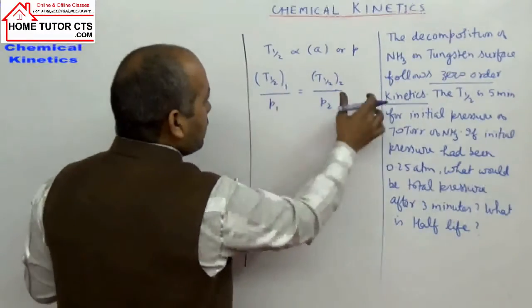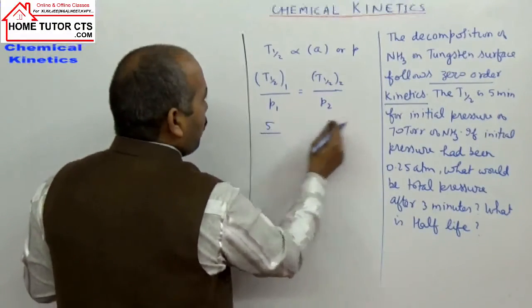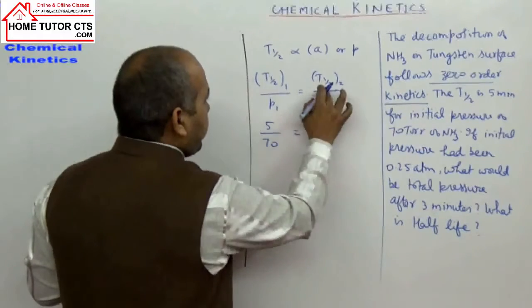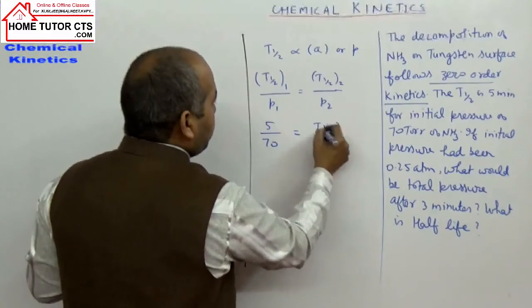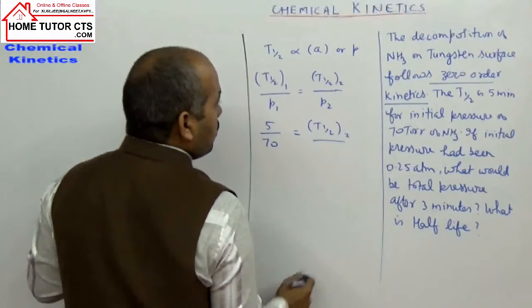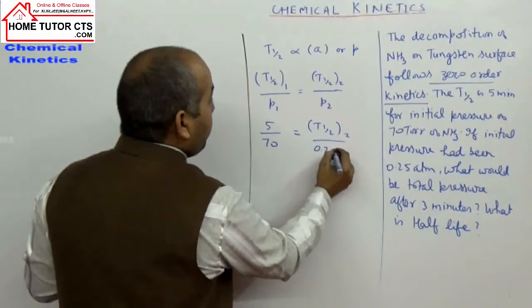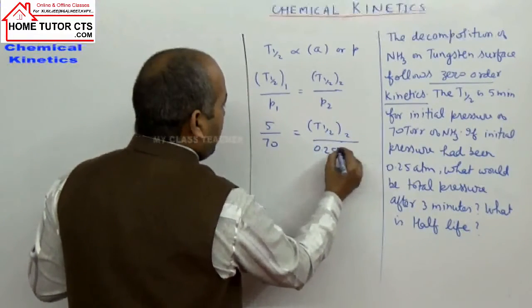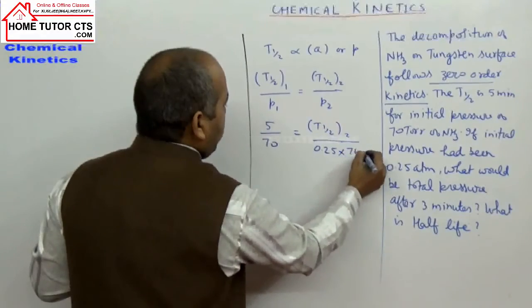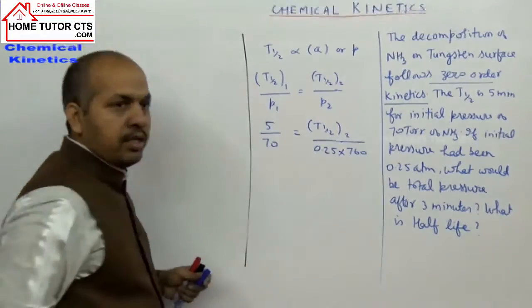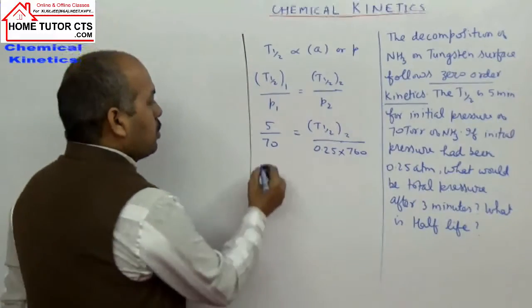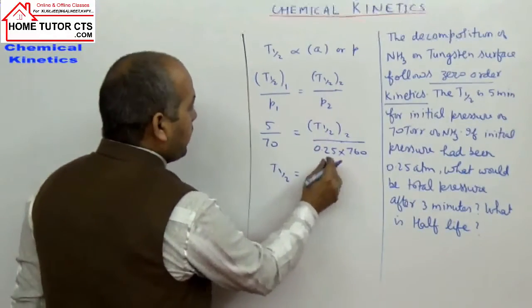So what is T half in first case? 5 minutes. When pressure is how much taken? 70 torr. In second case, what is new T half? When pressure given is how much? 0.25 atmosphere. Make it torr units by multiplying by 760, because this pressure is in torr. On solving from here, T half will come in second case.